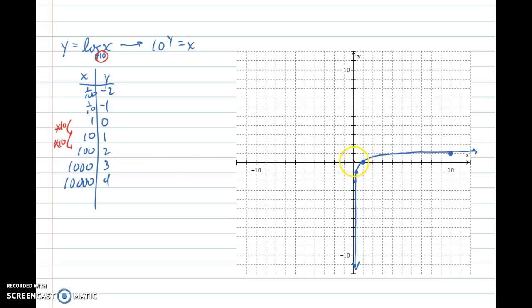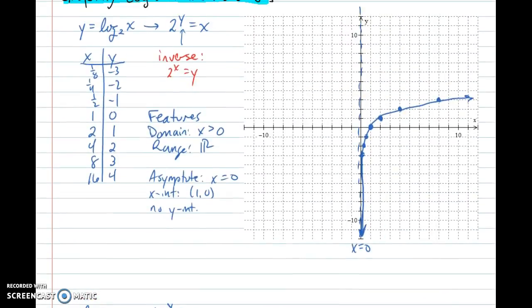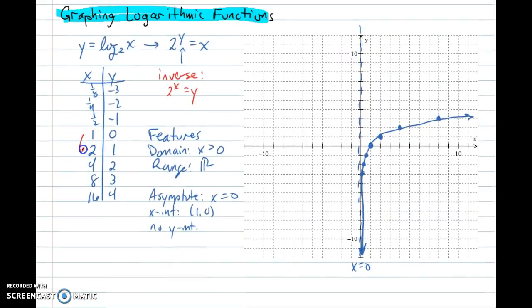On the graph, that means I've got this x-intercept that's 1 unit away from the asymptote, and the next point is way out here, 10 units away from the asymptote. If we look back at our log base 2 graph, the x values here are going up by factors of 2. I multiply by 2 every time.